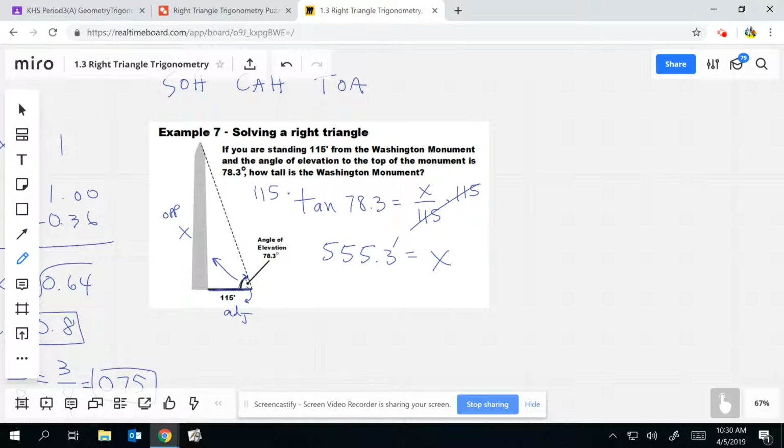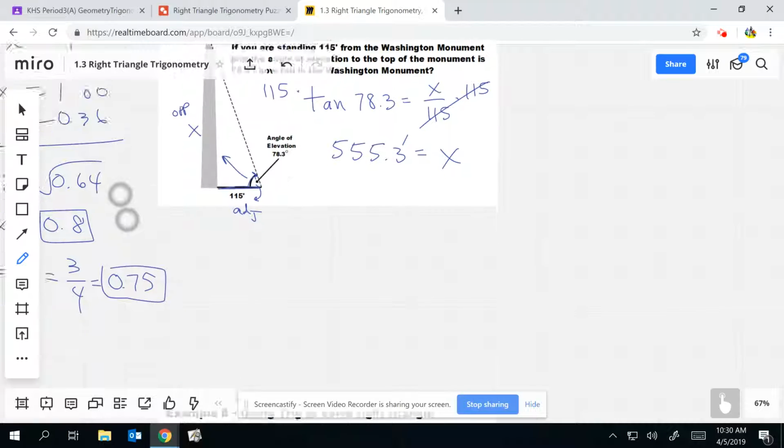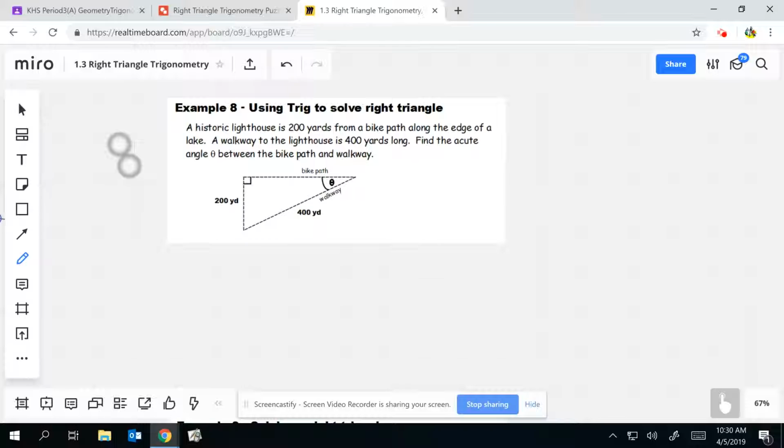So that's a real life example. They actually gave you the exact numbers, and it came out. So you would just draw a picture. Any word problems that you have on the homework, just draw a picture. You show your work, solve it. The second one is using trig to solve a right triangle.